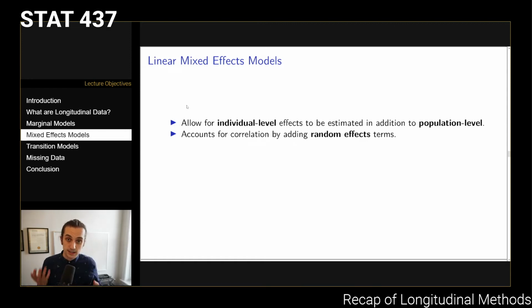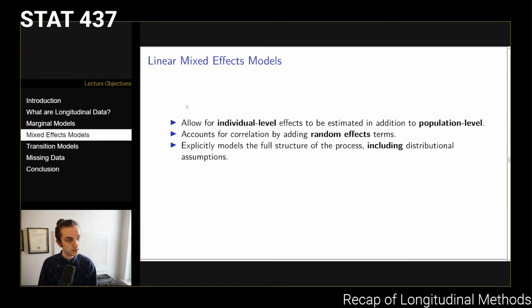And so the way that they do this is they account for correlation by adding what we call random effects terms, which are essentially additional terms that are specific to the individual, right? And so we end up imposing a distribution on those. And by doing this, we can generate whatever correlation structure we want, but this is by explicitly modeling where these correlations come from. So we specify the full distribution for these random effects terms, and we're explicitly modeling the entire structure of the process.